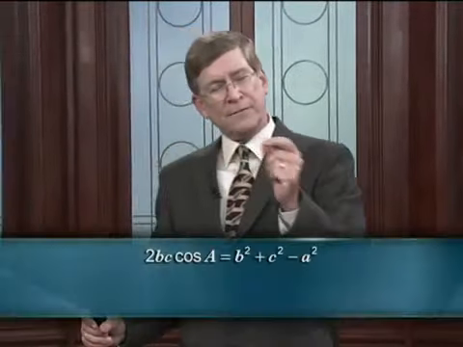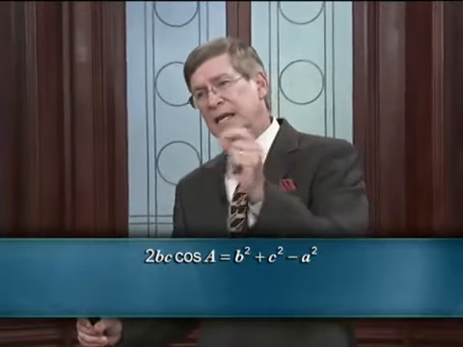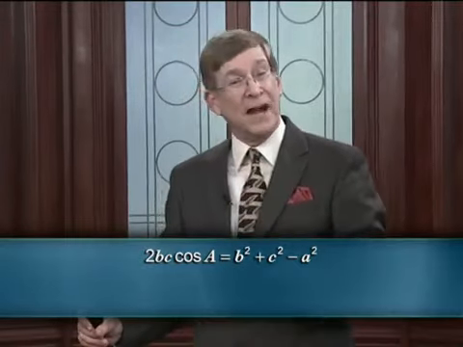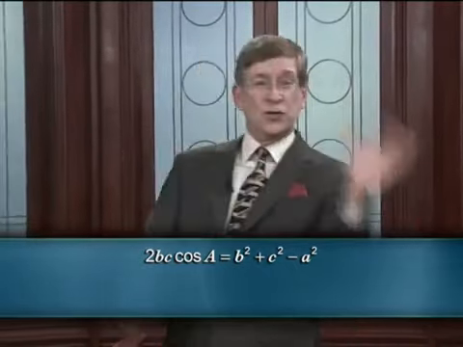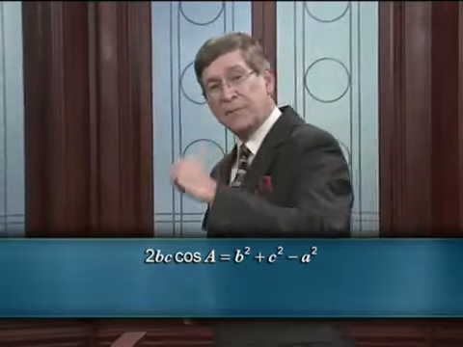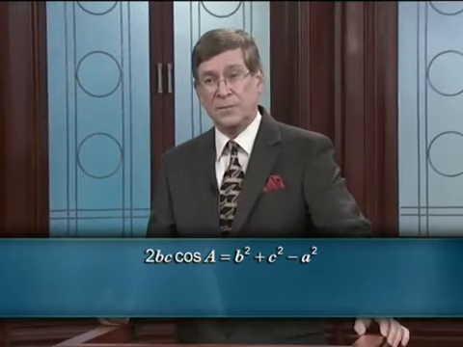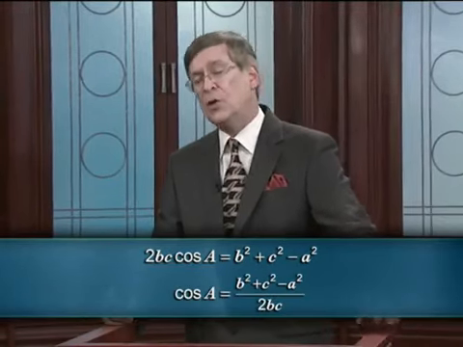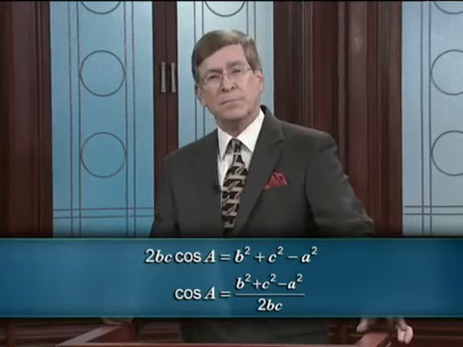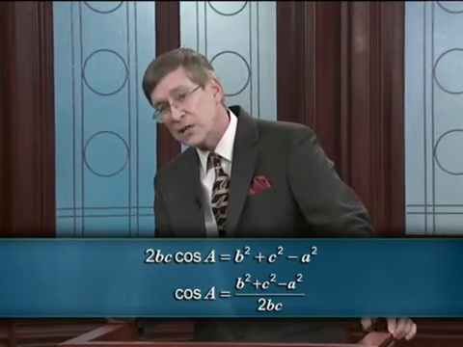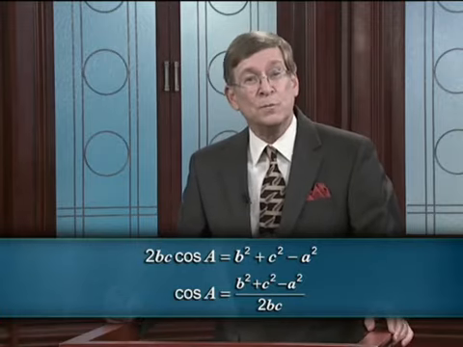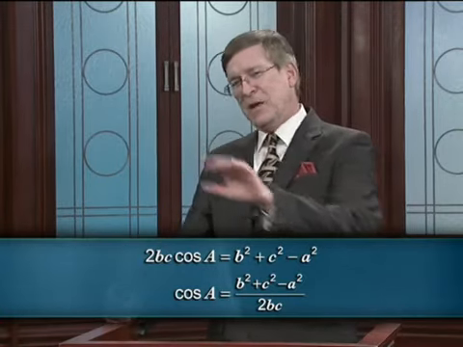Okay, but let's write the law of cosines a different way. Solve for cosine A in the original equation. Well, first you'd have 2bc cosine A equals b squared plus c squared minus a squared. In other words, I moved the terms around a little bit. And then divide by 2bc, and you have a new form of the law of cosines. Here it goes. Cosine of an angle A equals b squared plus c squared minus a squared divided by 2bc. Now, what does that tell me?